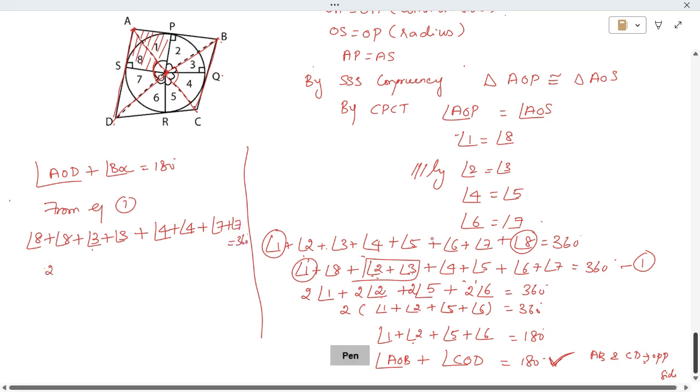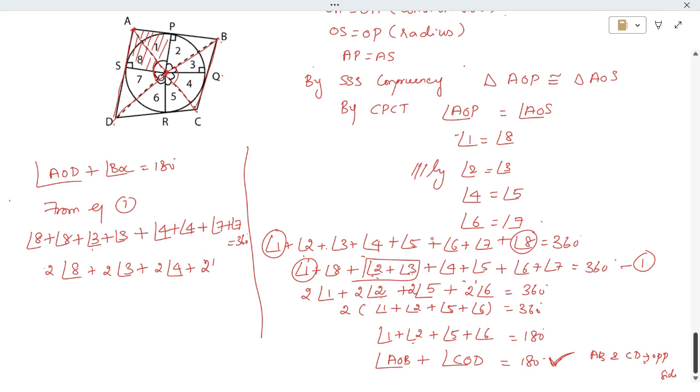So now I will get 2 times of angle 8 plus 2 times of angle 3 plus 2 times of angle 4 plus 2 times of angle 7 is equal to 360, isn't it? So take 2 commonly out, so I will get angle 8 plus angle 3 plus angle 4 plus angle 7 is equal to 360. So now I am rearranging angle 8 plus angle 7 together, okay, and angle 3 plus angle 4 together is equal to 360 divided by 2, that is 180 degree.